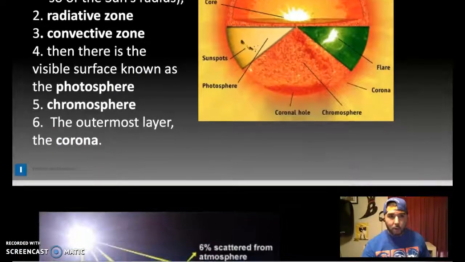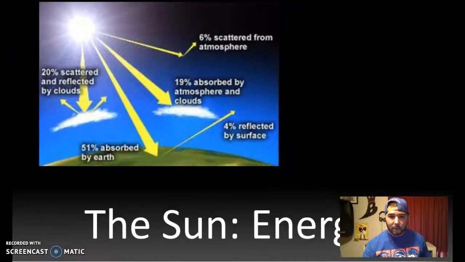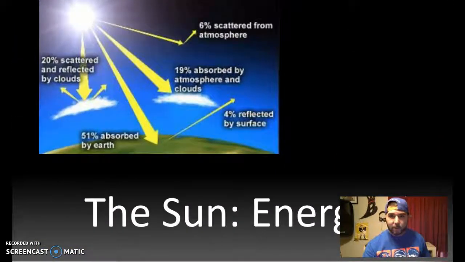Next brings us to our energy and how the sun creates energy. One of the reasons for this is because the Earth lies within our sun's habitable zone. So that's a reason why there's life here on Earth from the sun's energy. So the simple answer for how the sun creates energy is, like all stars, it's a massive fusion reaction.